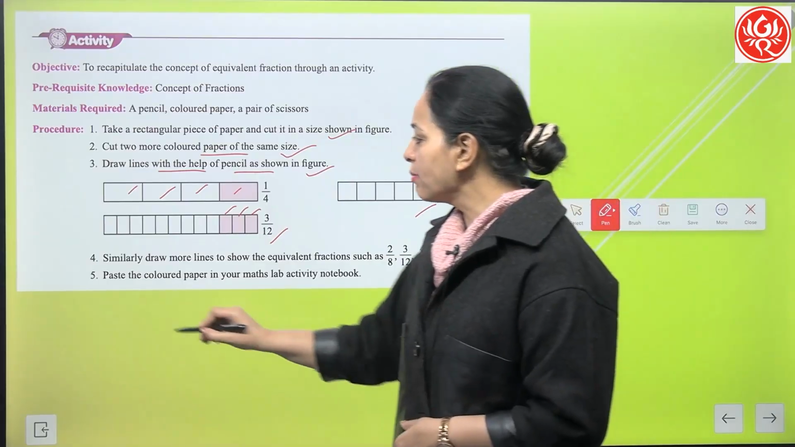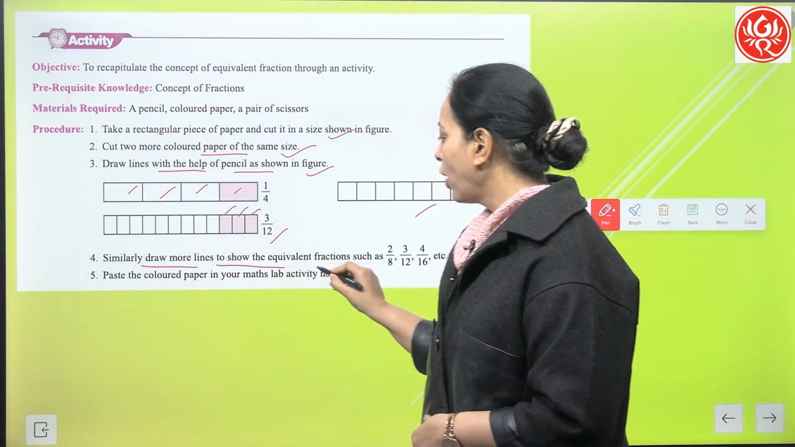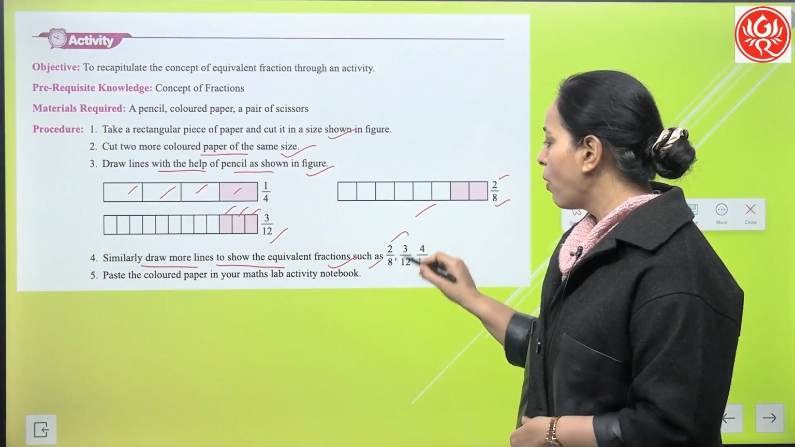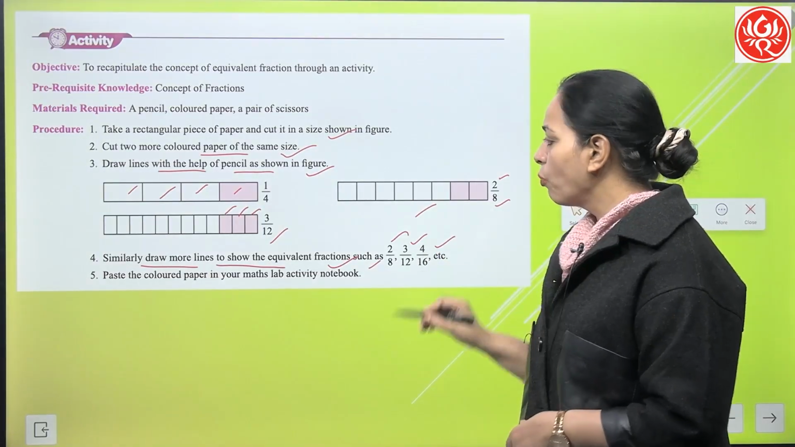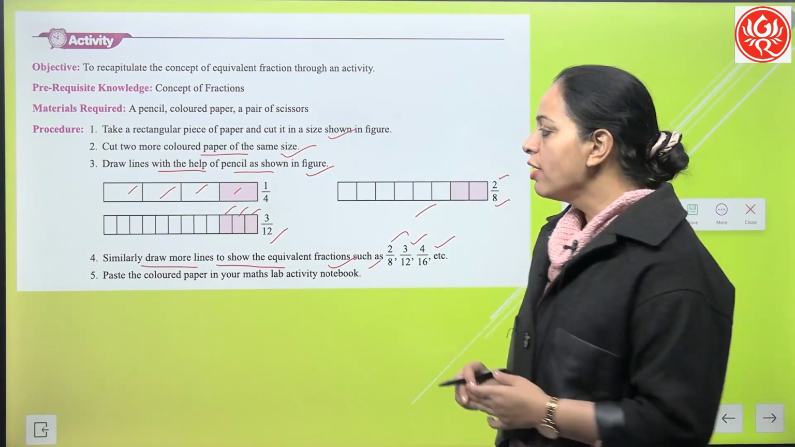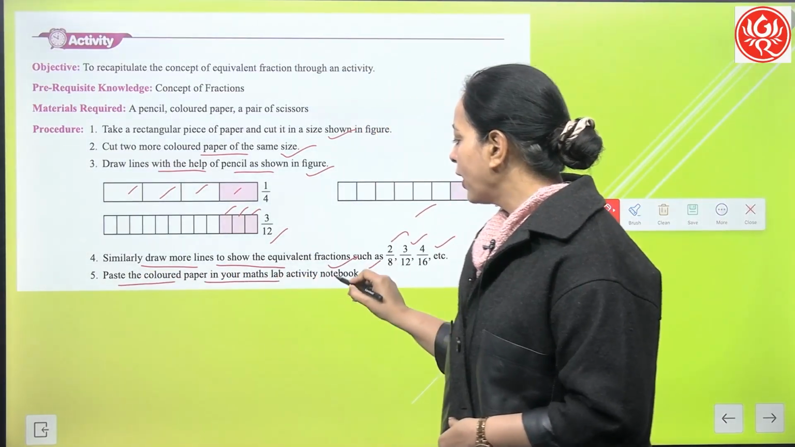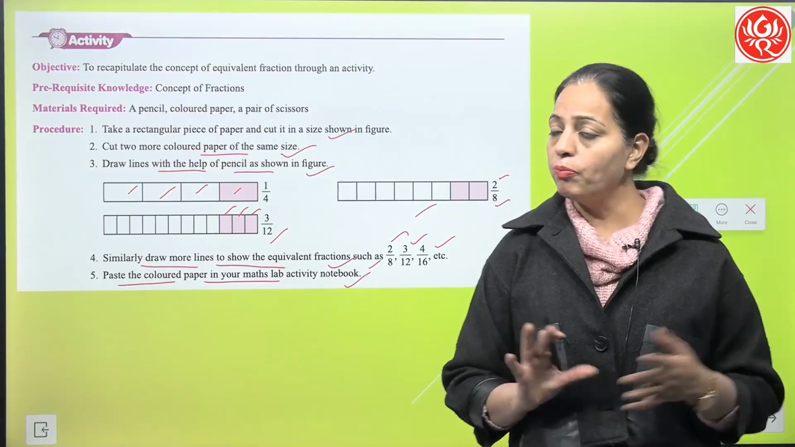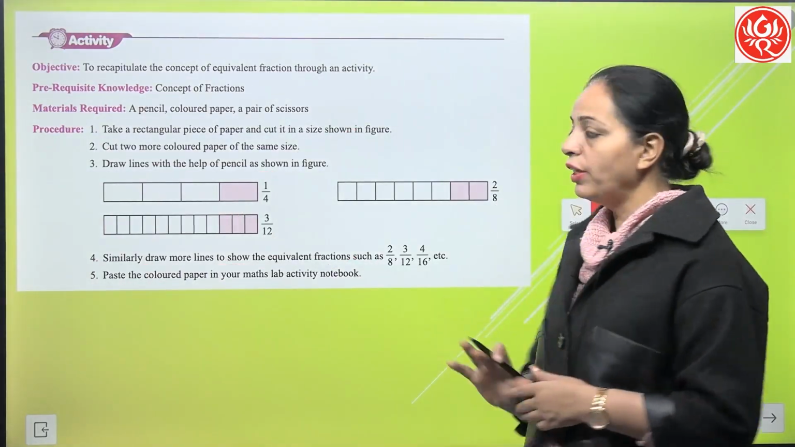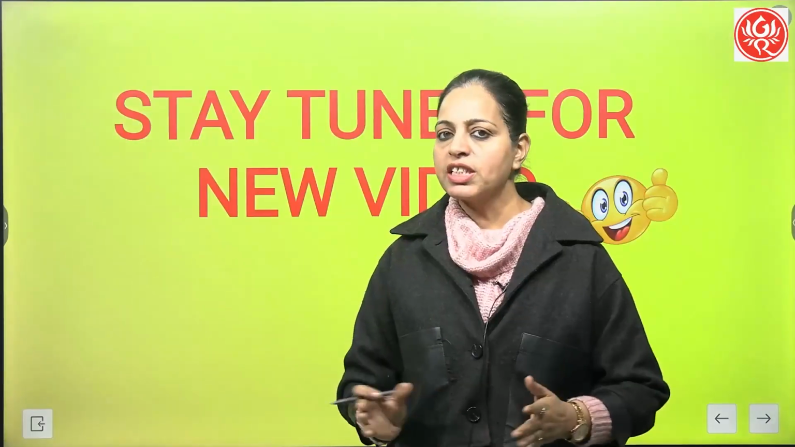So fourth one, similarly draw more lines to show the equivalent fractions such as 2 by 8, 3 by 12, 4 by 16, etc. Now the fifth one, paste the colored paper in your math lab activity notebook. So I hope this is clear to you. Very interesting, right? So I hope this is clear to you.